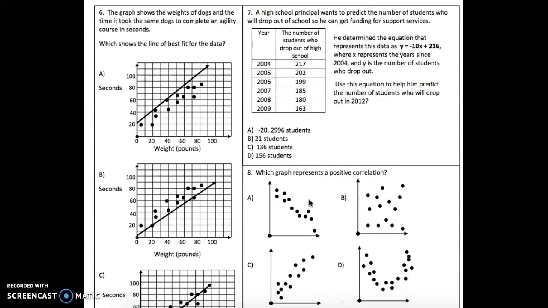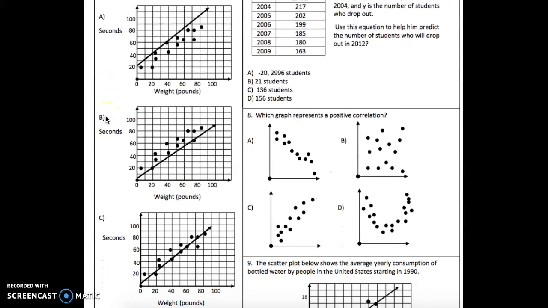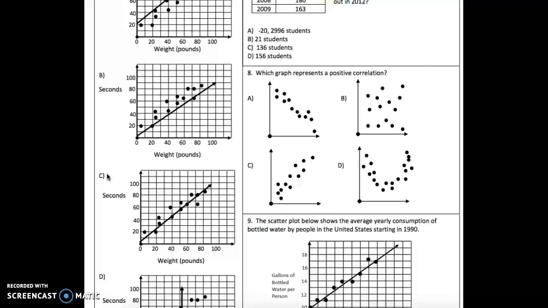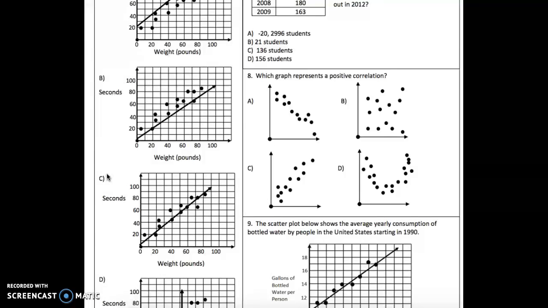Okay, number 6. The graph shows the weights of dogs and the time it took the same dogs to complete an agility course in seconds, which shows the line of best fit for the data. Okay, so let's read it again. The weight of the dog and the time it took the same dog to complete an agility course. So let's look at our graph. So as weight goes up, seconds go up, because usually the heavier a dog is, the slower they're probably going to be, the less agility.